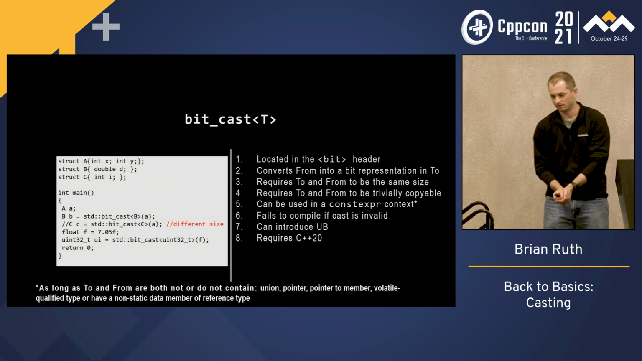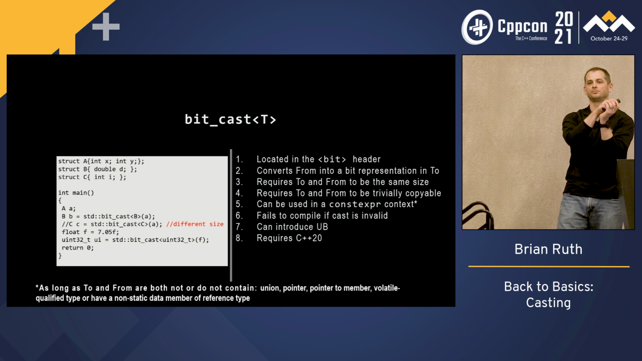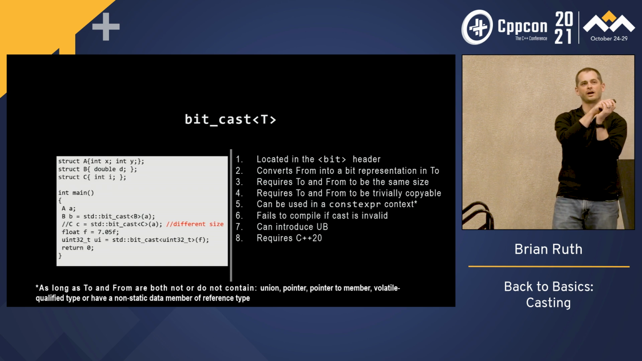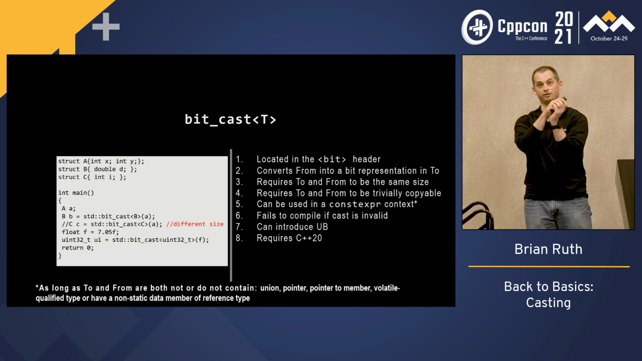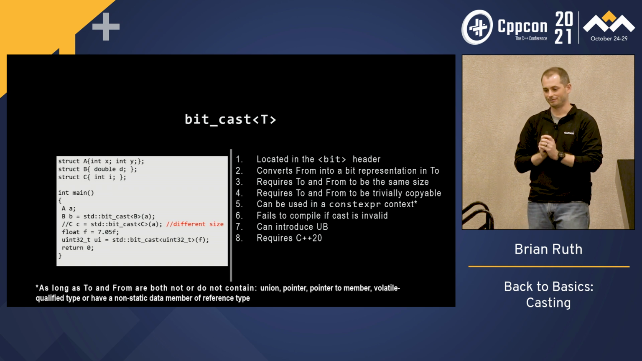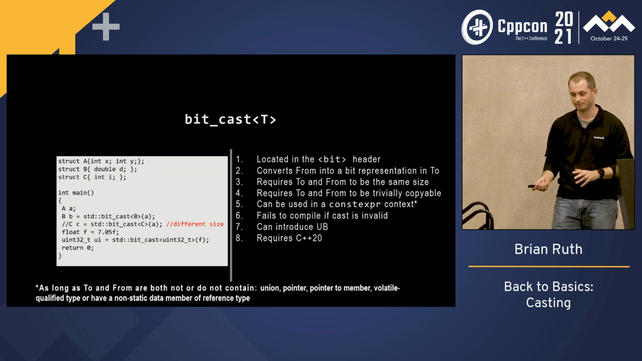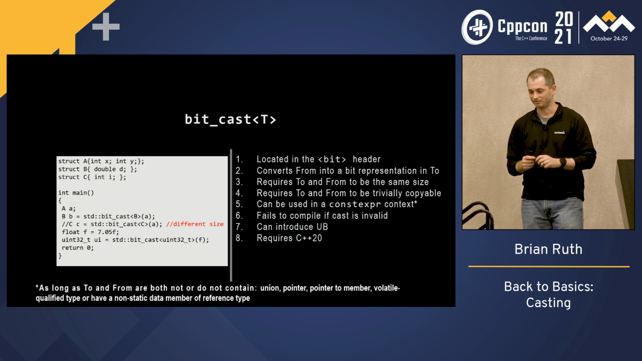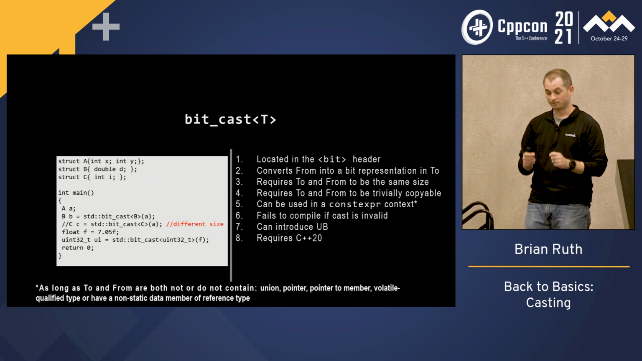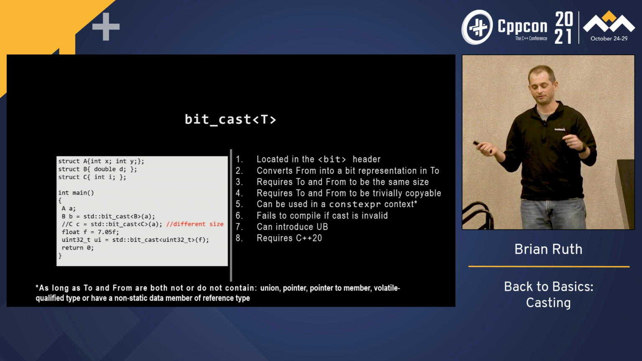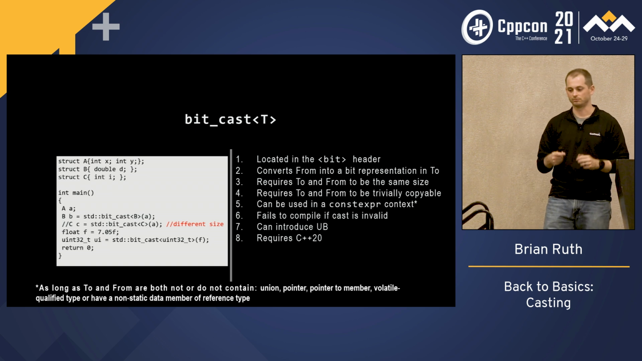bit_cast. Earlier there was a talk on constexpr all the things, no seriously, all the things. And a question came up about bit_cast and whether you can do that in a constexpr context. So we'll talk about that in a second. But bit_cast is located in the bit header. It's actually a library function, not a built-in cast.